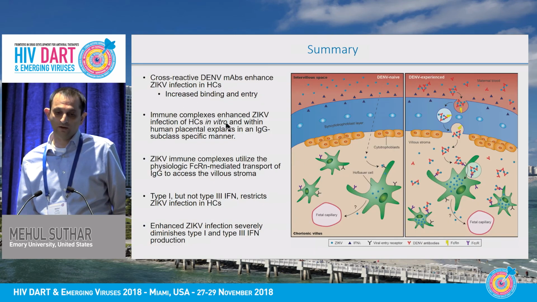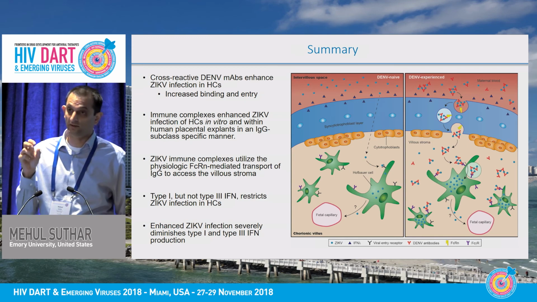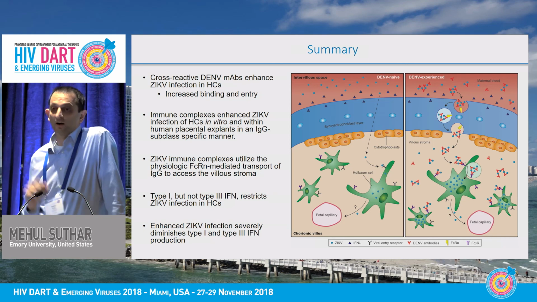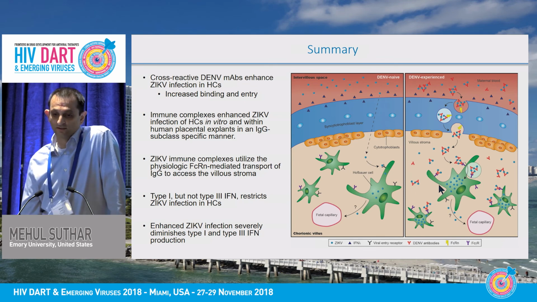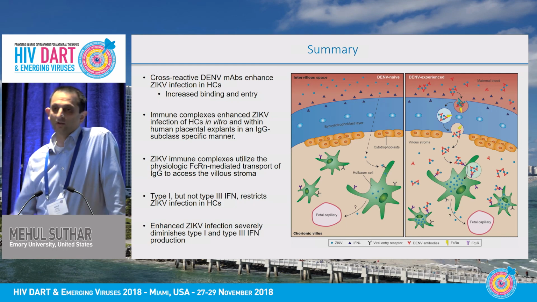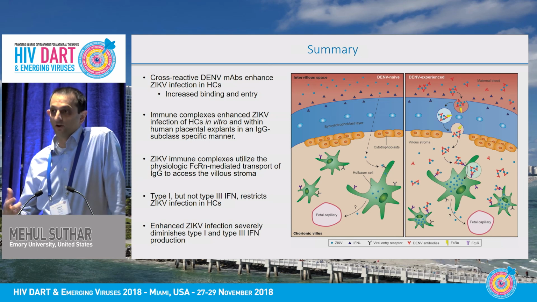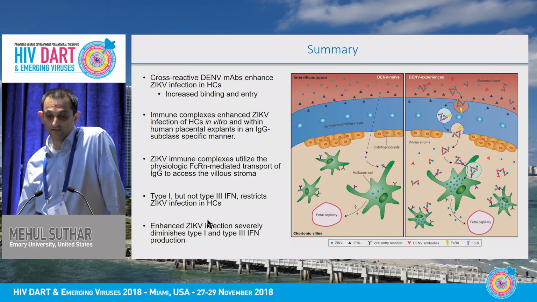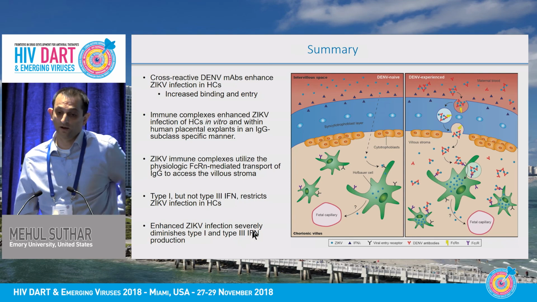I think we've been able to show that cross-reactive dengue antibodies can enhance Zika virus infection within these Hofbauer cells, but most importantly, that these immune complexes can help transport the virus across that syncytial trophoblast layer, leading to a greater seeding of these Hofbauer cells. Type 1 interferon, but not type 3 interferon, can restrict Zika virus infection of these Hofbauer cells. We can see this in these blue triangles that are shown here. This is all the interferon lambda that's secreted by these syncytial trophoblasts. That is not able to stop the virus from replicating within these Hofbauer cells. And Zika virus infection severely diminishes type 1 and type 3 interferon production.